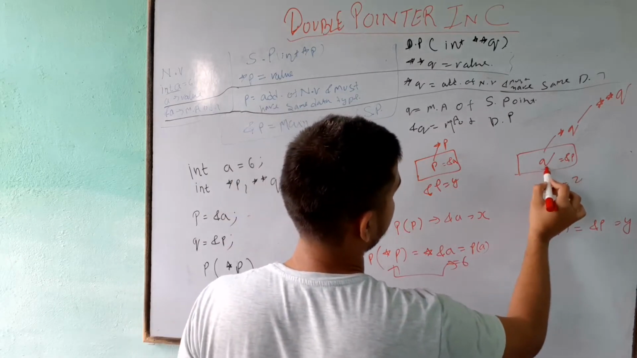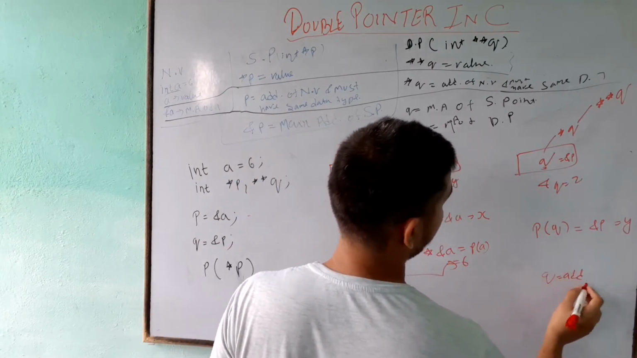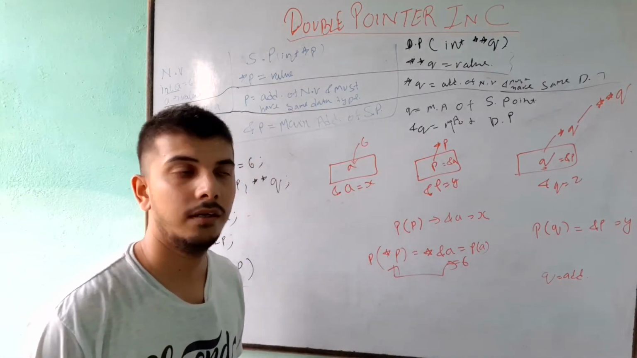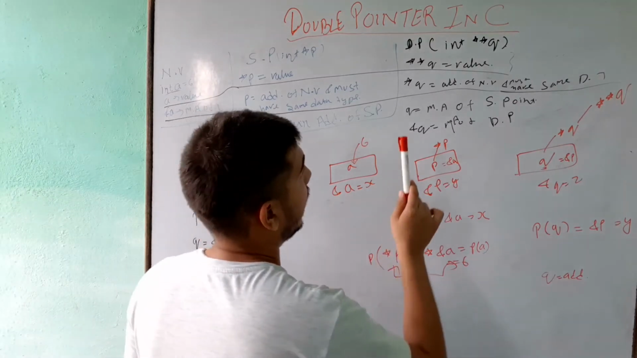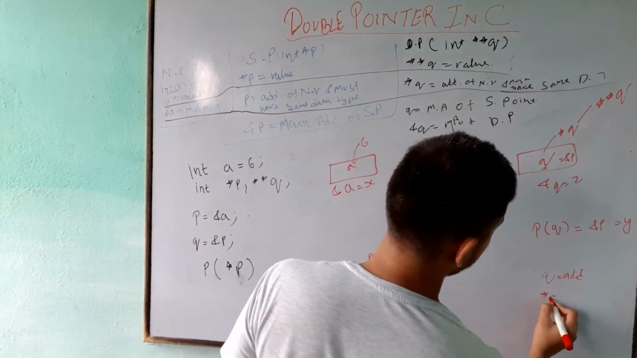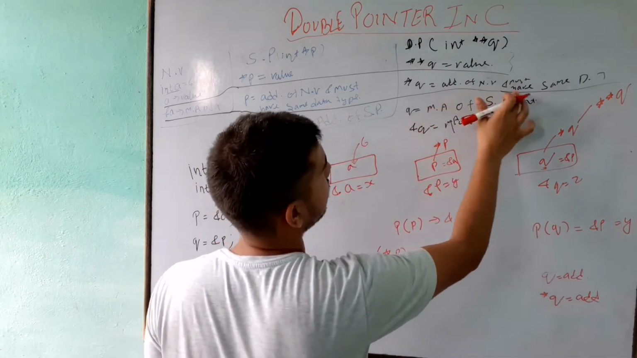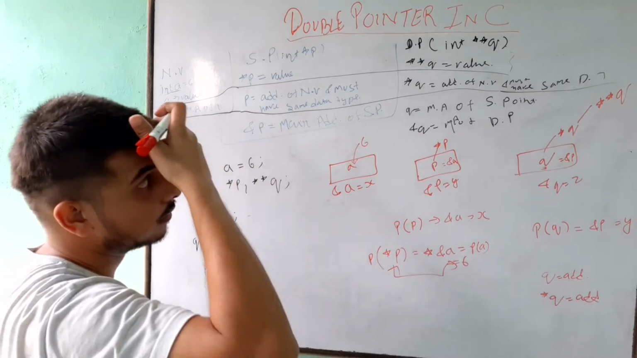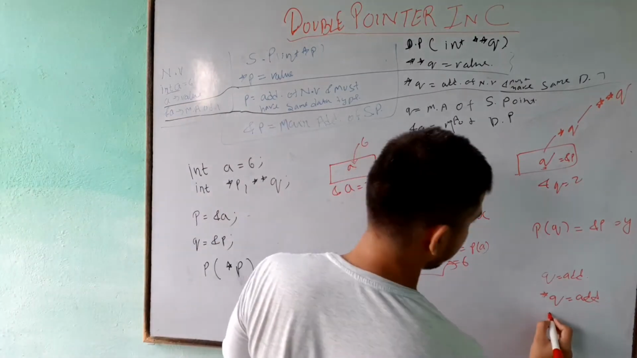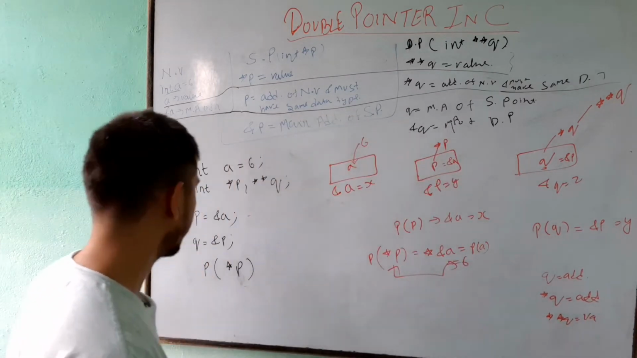So this is an address. Let's say q is an address. Remember, in the first video we had talked that only an address can be dereferenced, okay, remember that. Asterisk of q is what? Address of a normal variable. So we can say that asterisk q will also have an address of a normal variable, okay, this will also be an address, and double asterisk q is a value, okay.